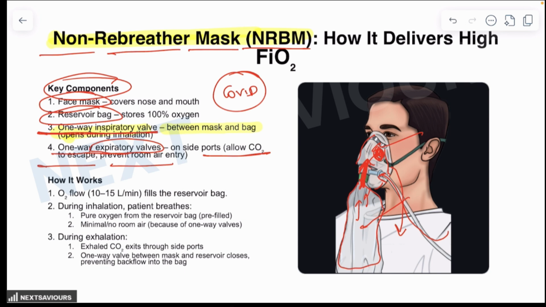So how it works now, you can very easily understand that oxygen flow, which is usually higher, that means 10 to 15 liters per minute, it fills the reservoir bag. And during inhalation, the patient breathes pure oxygen from the reservoir bag, which is pre-filled. It enters the lungs, and minimal or no room air goes into the lungs because of a single one-way valve that opens on inspiration. And during exhalation, this exhaled carbon dioxide exits through the side ports. So one-way valve between the mask and the reservoir closes, preventing backflow into the bag. So this is what the non-rebreather mask is.